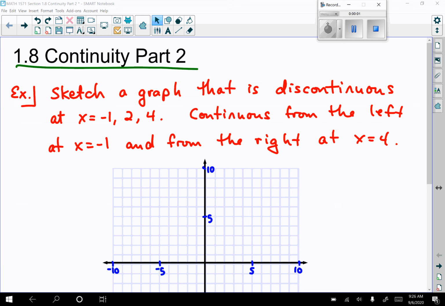Here's some more examples just to continue section 1.8. Kind of like what we did in a previous section where I had you guys sketch a possible graph. Again, this is what could happen here, but there are some things that have to appear in the graph. So we want to sketch a possible graph that is discontinuous at x equals -1, 2, and 4. It will be continuous from the left at x equals -1 and from the right at x equals 4. So go ahead and pause the video, see what you can come up with, and then just double check by continuing to play.